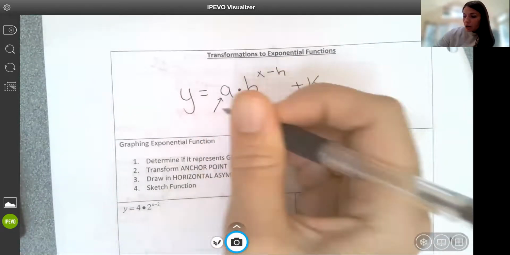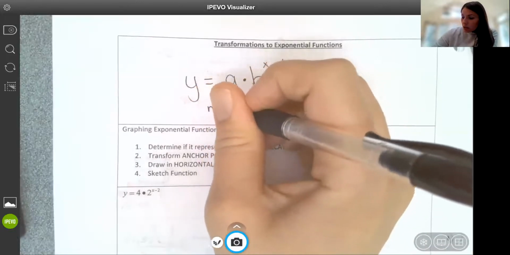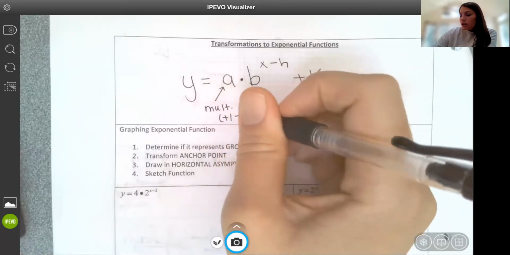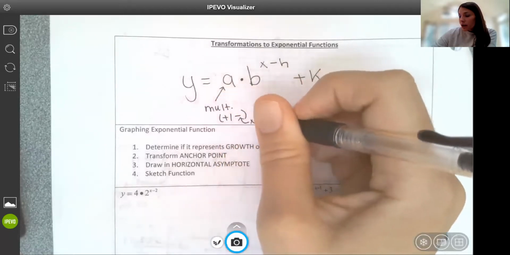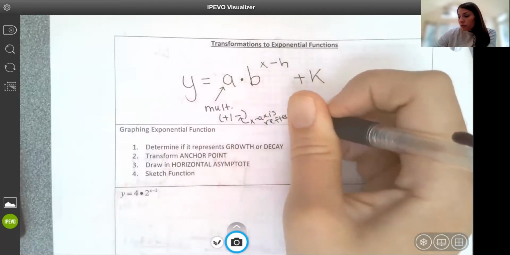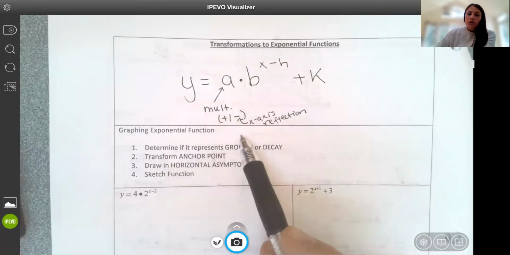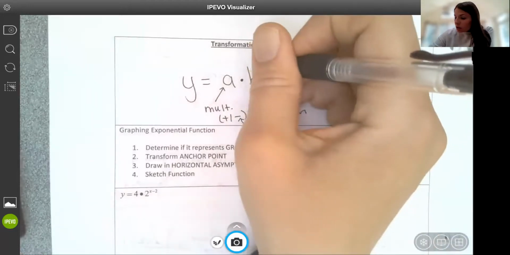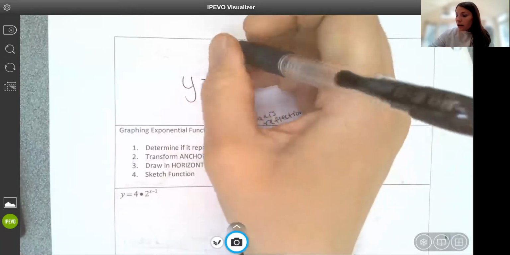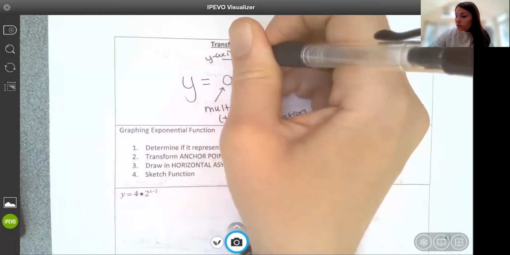So first, our value out front, okay? That is something that will multiply our anchor point. And also, if it's negative, it's going to be an x-axis reflection. Okay, so that's one transformation that we saw yesterday. We also saw that if there was a negative here, then it would be a y-axis reflection.